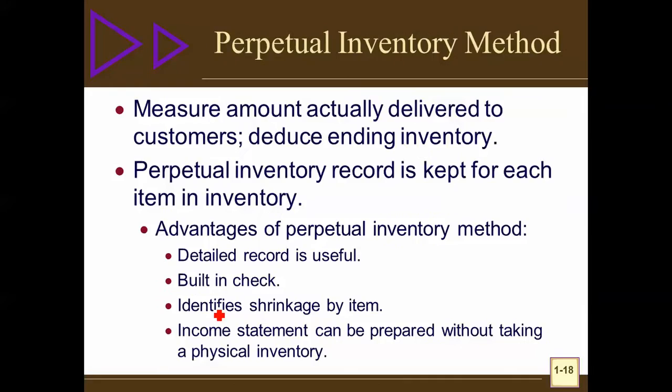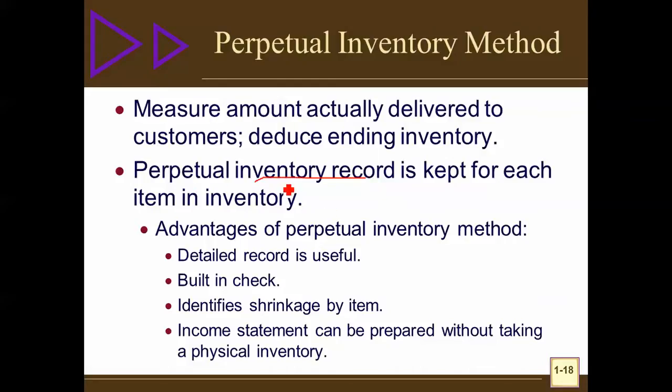Perpetual inventory system. Now, we keep an inventory record on every item in inventory. This is what merchandise companies that sell larger ticket items do. If you're selling cars or refrigerators or computers, there's a serial number for each one of those. So you know from the serial number just what you paid for that item, how much it cost you to buy that item, and you relate that to the sales.